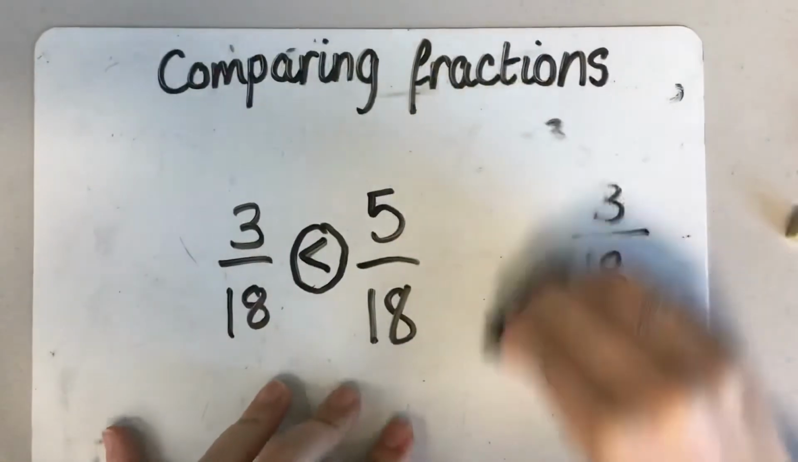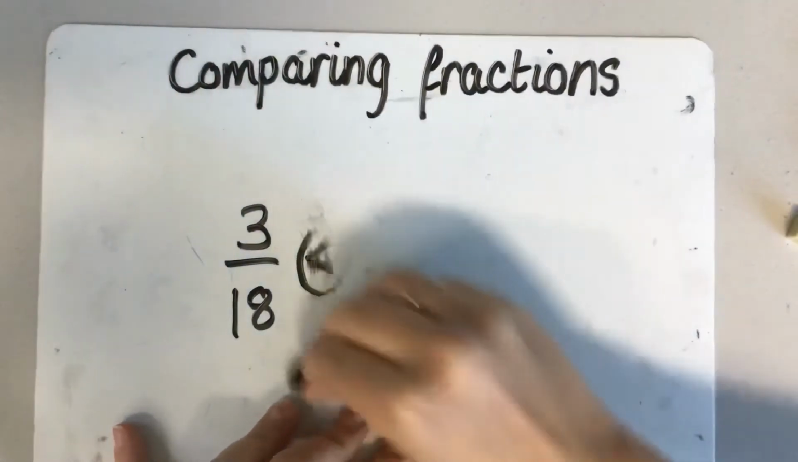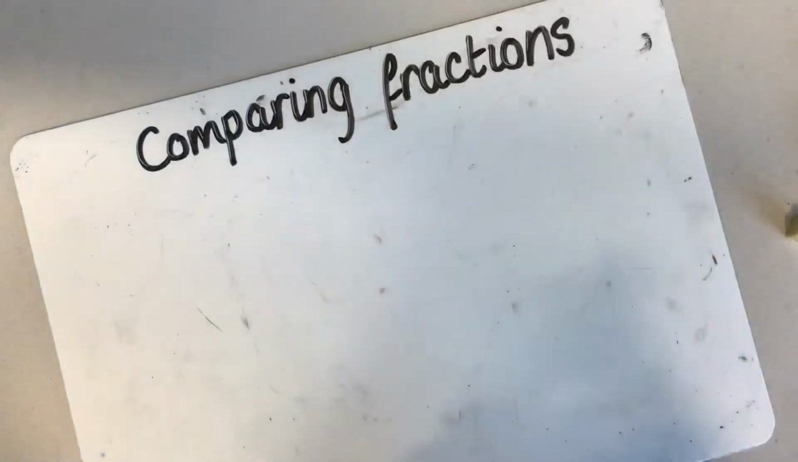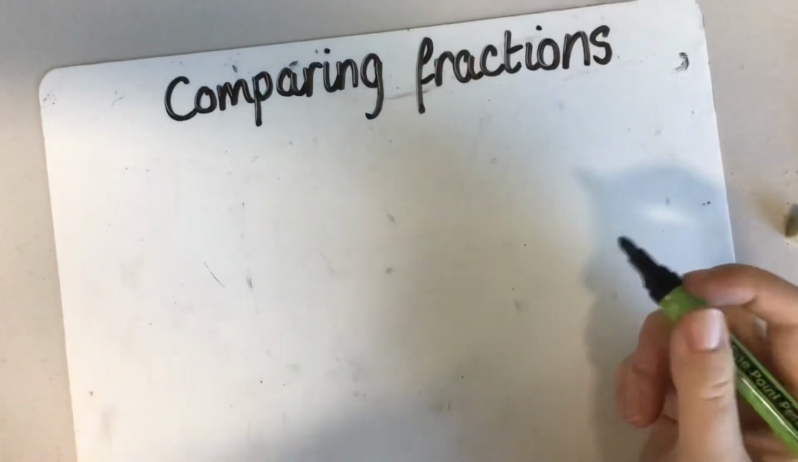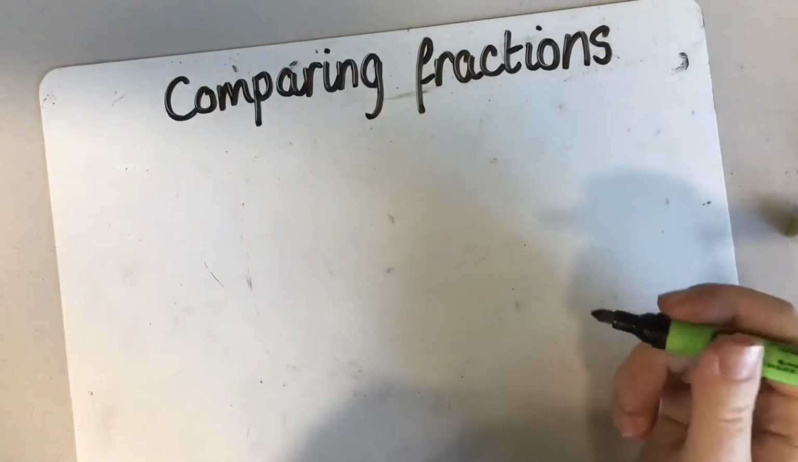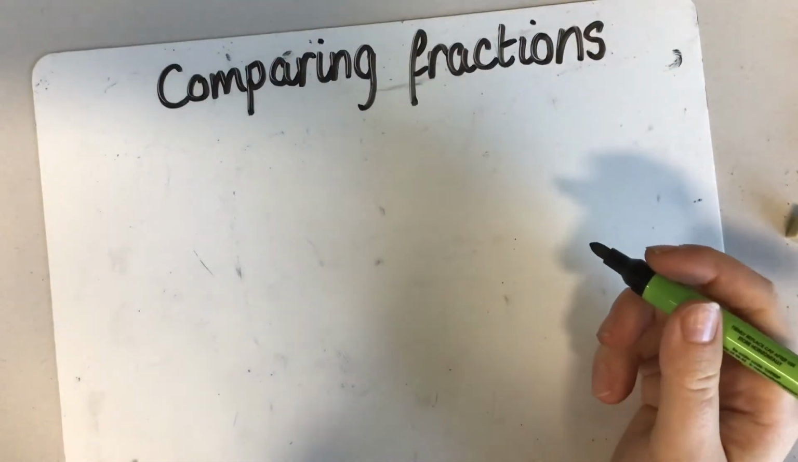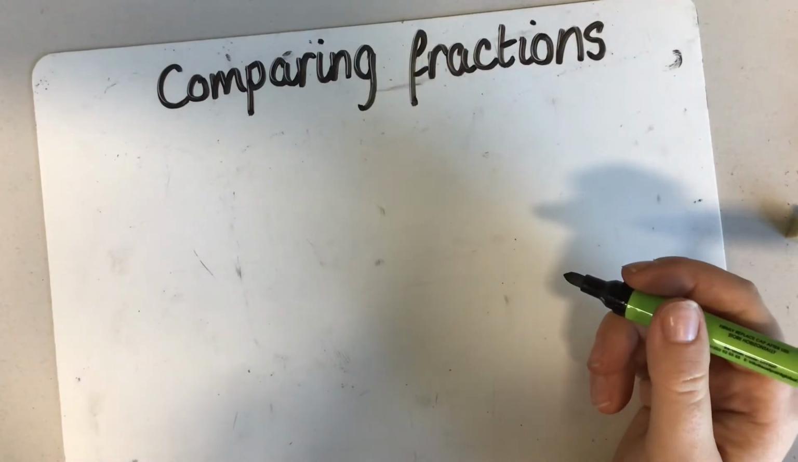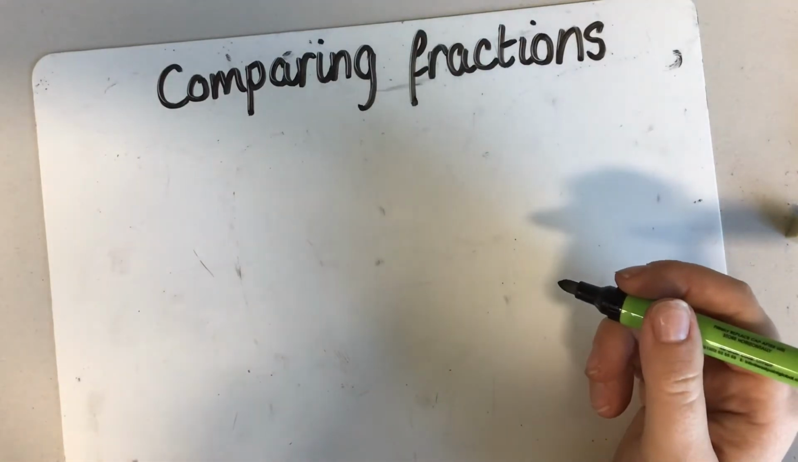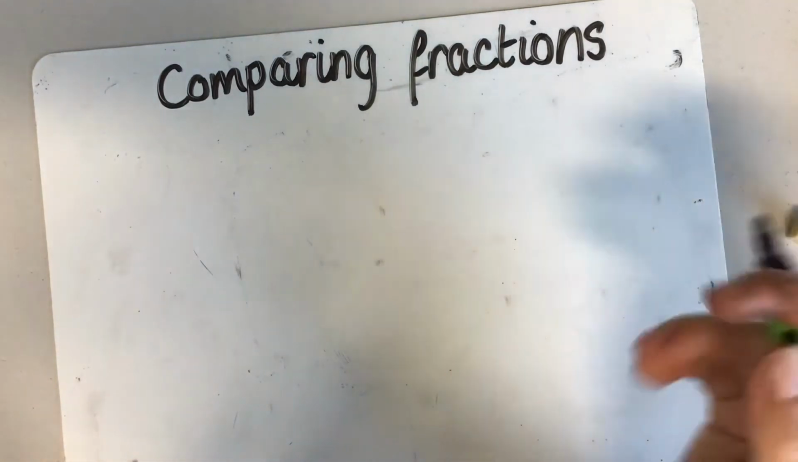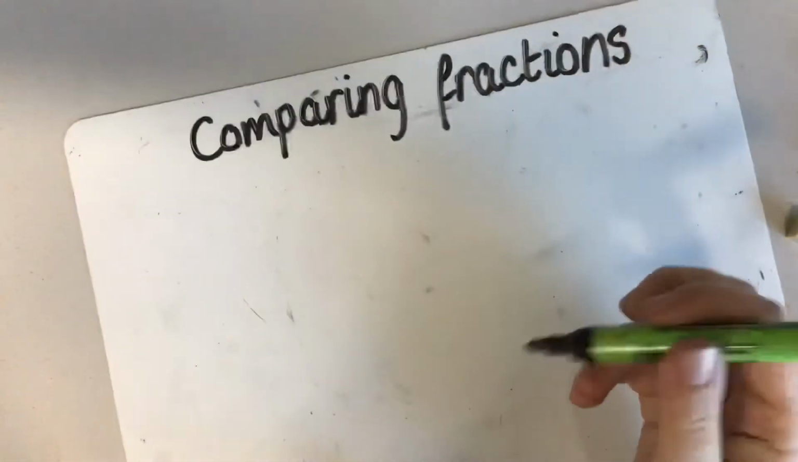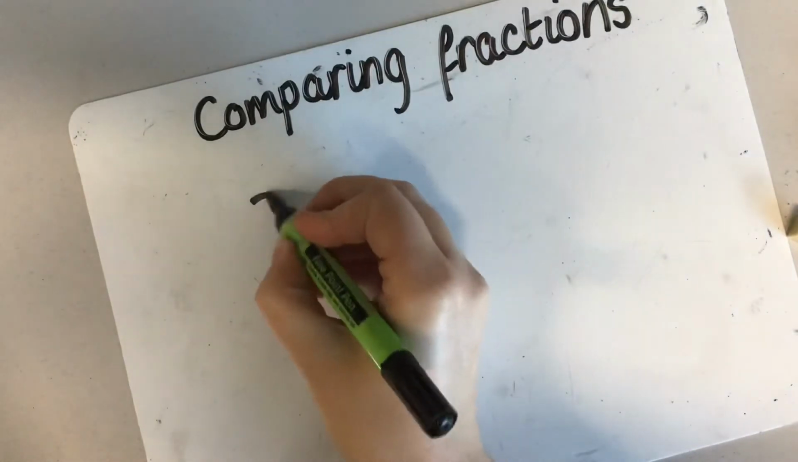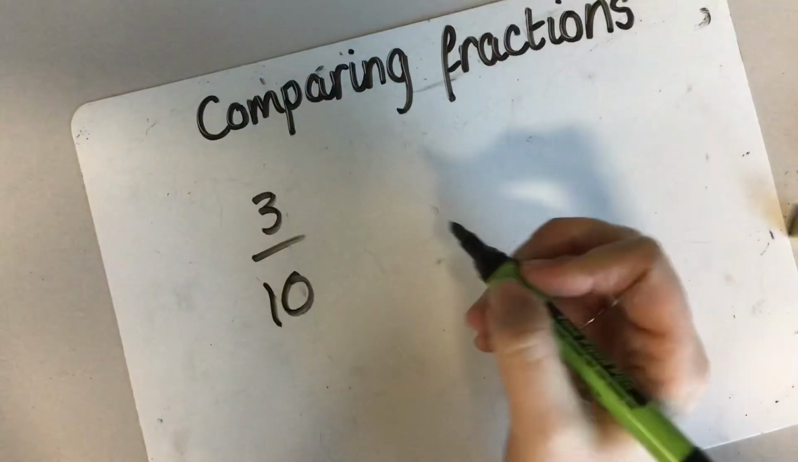Different type of question now. Sometimes you will be asked to order a group of fractions and put them in either ascending order or descending order. Who can remember which is which? Ascending is going up from smallest to biggest, and descending, like you're descending the stairs, is going down from the biggest to the smallest.